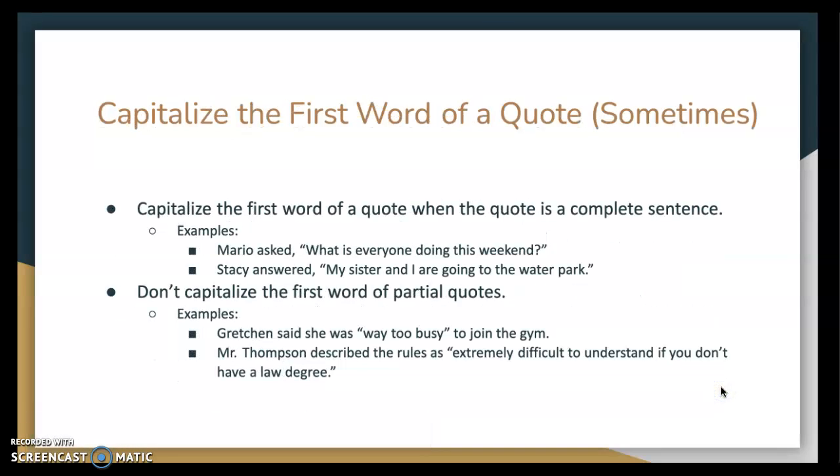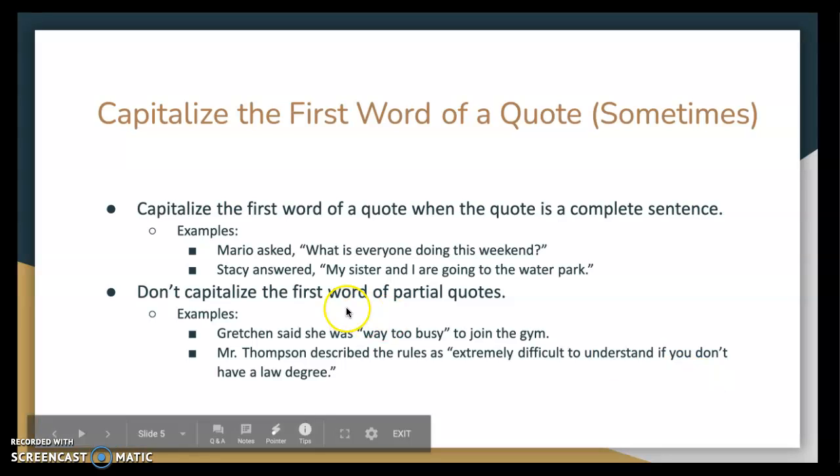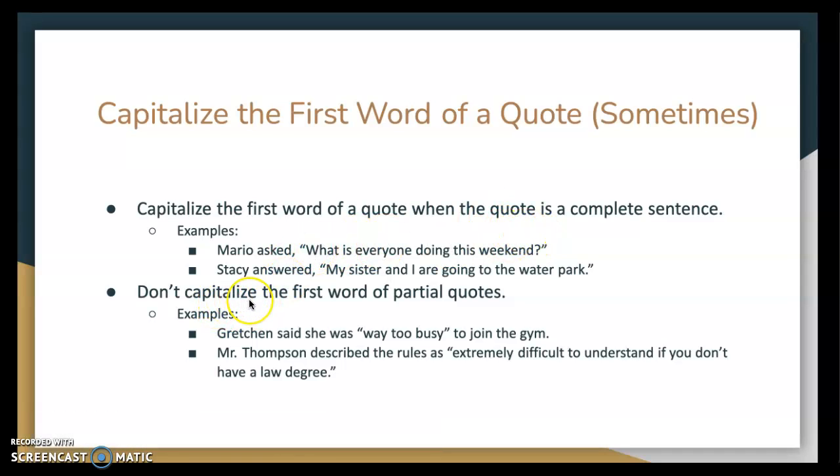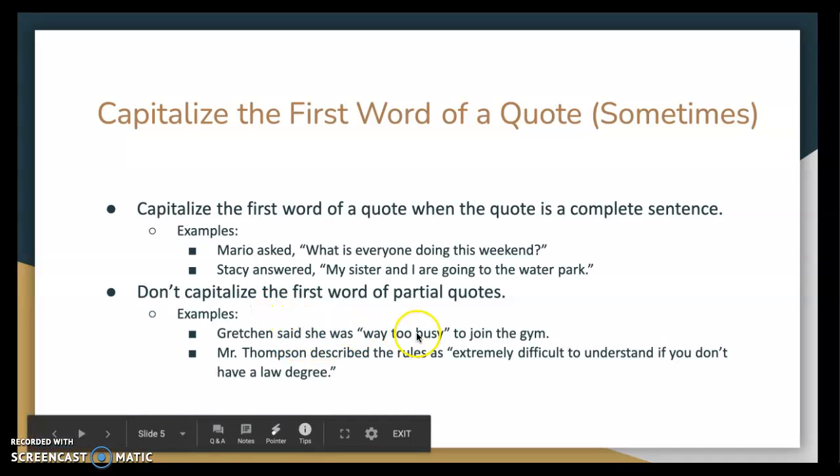Capitalize the first word of a quote sometimes. Capitalize the first word of a quote when the quote is a complete sentence. So, Mario asked, "What is everyone doing this weekend?" That is a complete sentence. That's where you capitalize that W. Don't capitalize the first word of partial quotes. Example: Gretchen said she was "way too busy" to join the gym. That's where we don't capitalize.